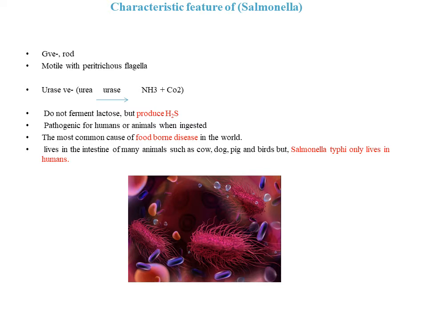Third, urease negative. So, the question is, what is urease, and what is the benefit of urease if it is found in bacteria? Urease is an enzyme that catalyzes the hydrolysis of urea, forming ammonia and carbon dioxide, found in numerous bacteria, fungi, and algae. Therefore, the medium will be alkaline and balance the stomach acidity to protect the bacteria, as happens with Helicobacter pylori.